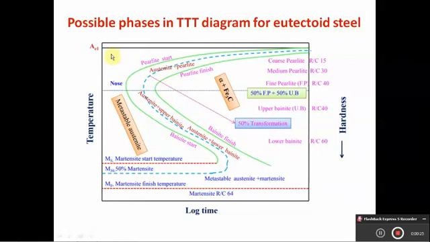This diagram is a graphical representation of temperature on the y-axis and time on the x-axis. The time is on a log scale. In this figure, the upper black line indicates the lower critical temperature, that is the A1 temperature. Above that A1 temperature line, stable austenite phase is present.